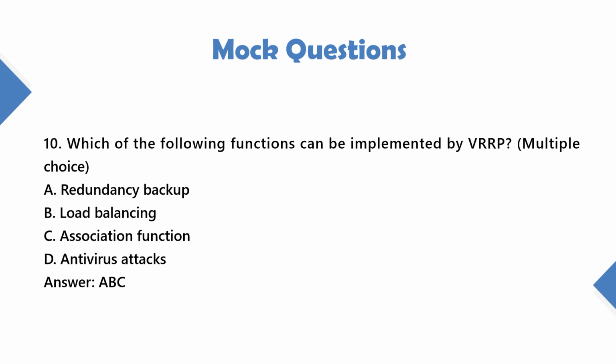10. Which of the following functions can be implemented by VRRP? Multiple choice. A. Redundancy backup. B. Load balancing. C. Association function. D. Antivirus attacks. Answer: A, B, C.